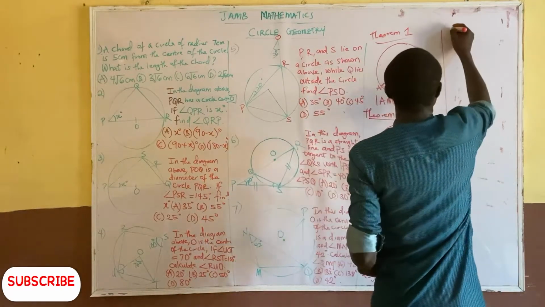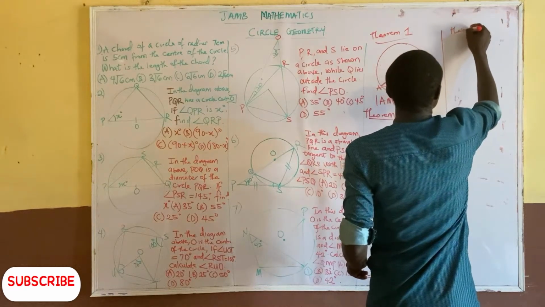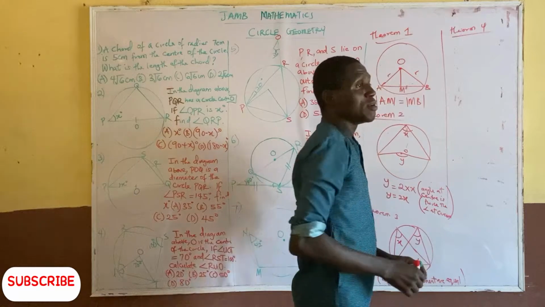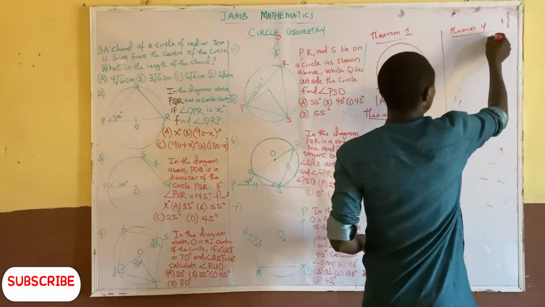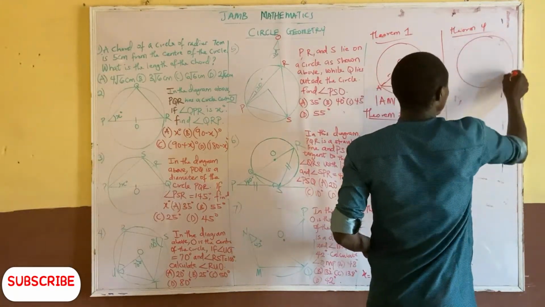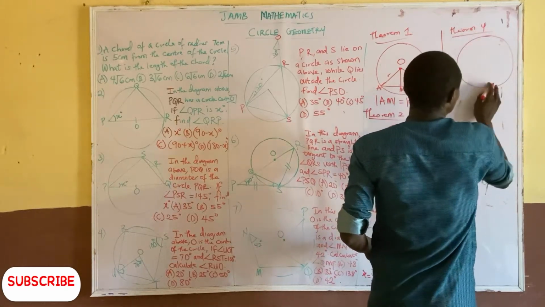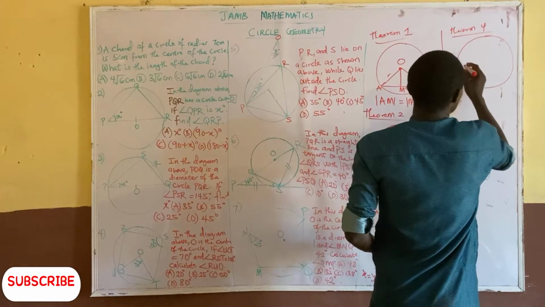Another theorem that we ought to know is theorem 4, which is angle in a semicircle is 90 degrees. Angle in a semicircle is 90 degrees. How do I know that? I'm just trying to summarize it first. Now, angle in a semicircle.